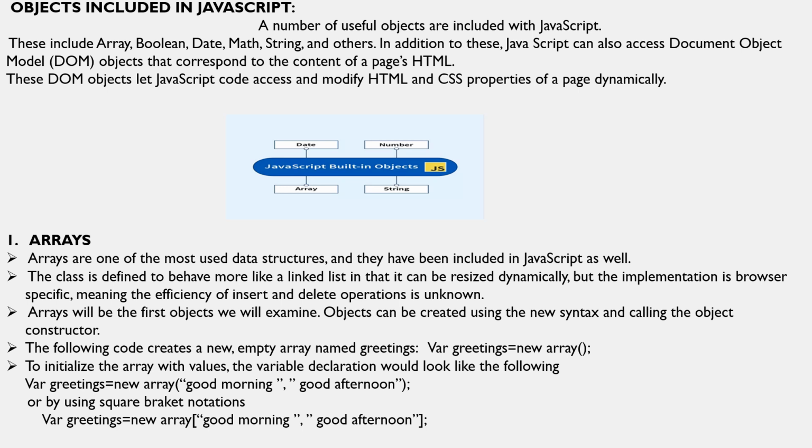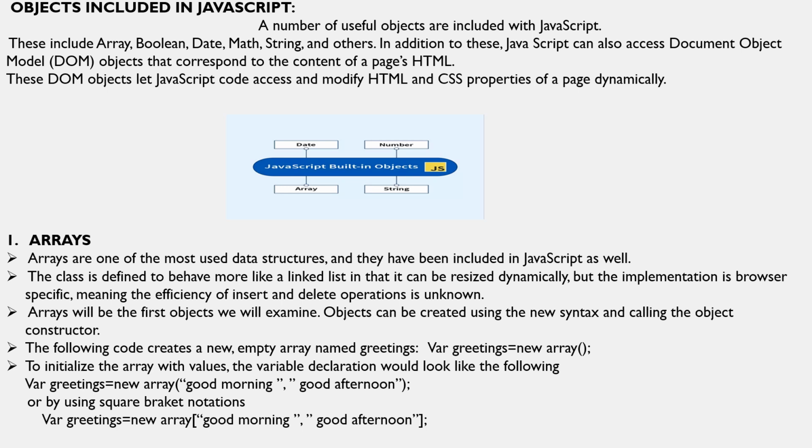Coming to the first one, that is arrays. Arrays are one of the most used data structures and they have been included in JavaScript as well. The class is defined to behave more like a linked list in that it can be resized dynamically, but the implementation is browser specific, meaning the efficiency of insert and delete operations is unknown.